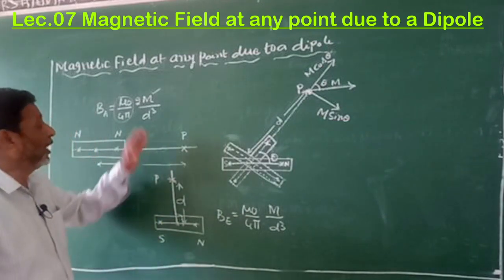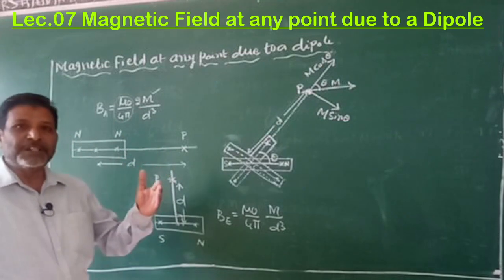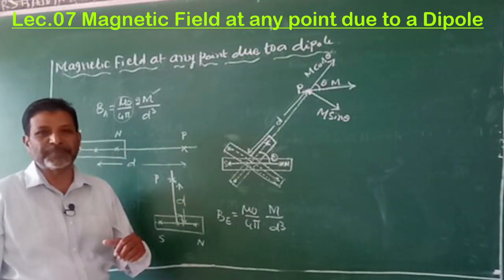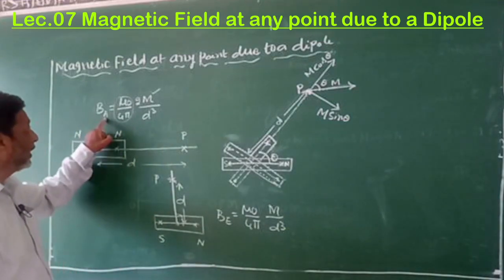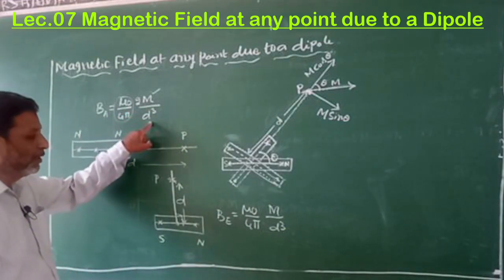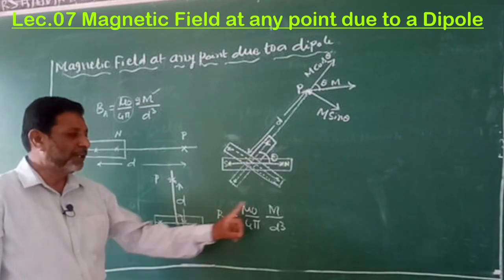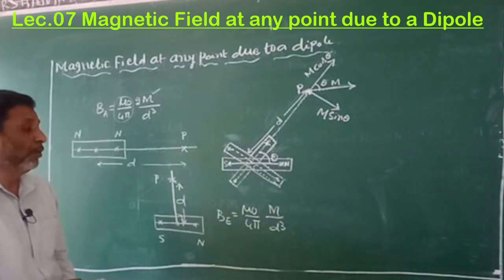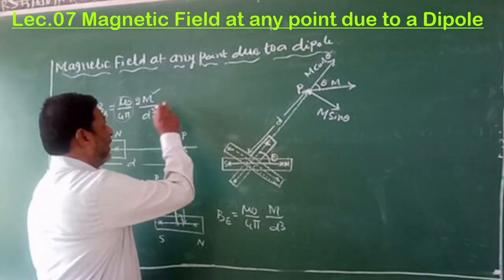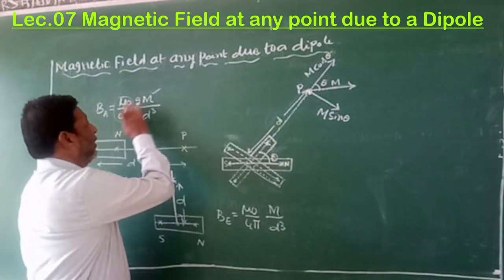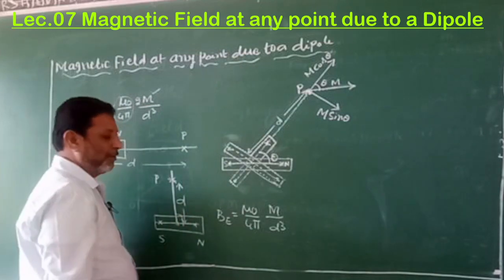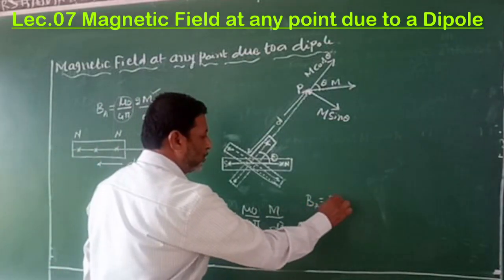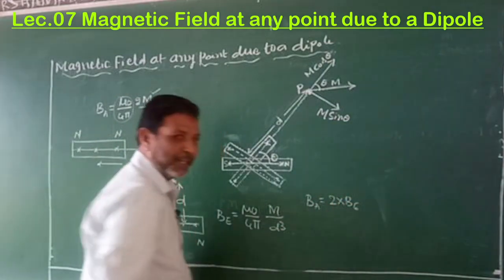Now we have derived the relation between the field along the axial line and the equatorial line. In the axial line it is 2m by d cube, whereas in the equatorial line it is only m divided by d cube. You can write this as 2 times the field along the equatorial line. Then we have proved that the field along the axial line is 2 times the field along the equatorial line.